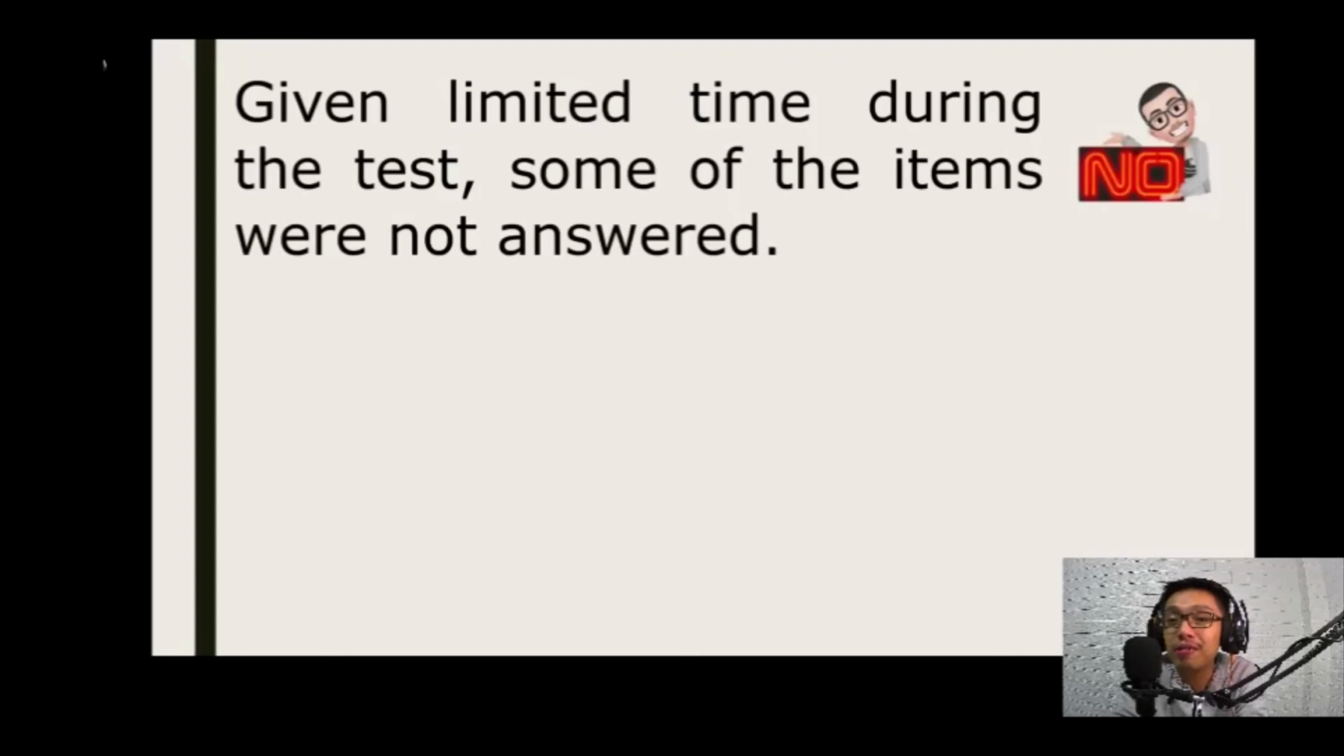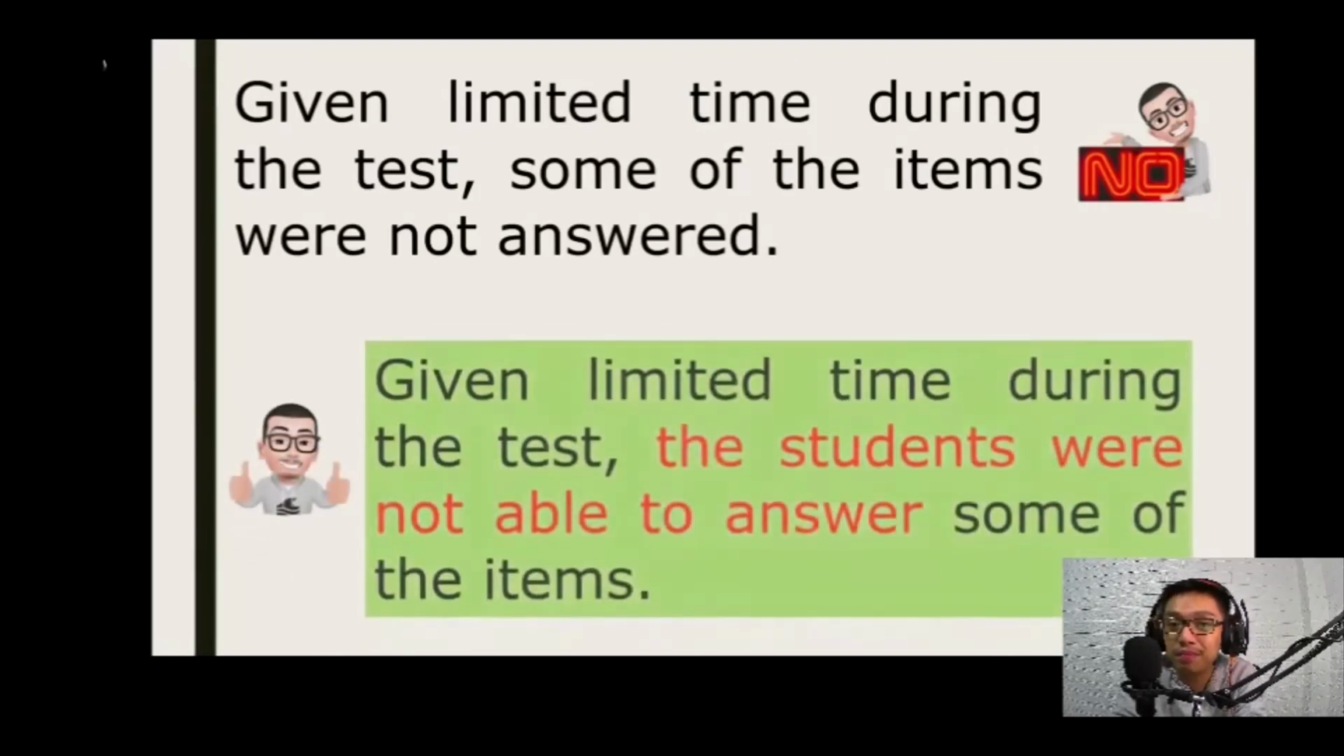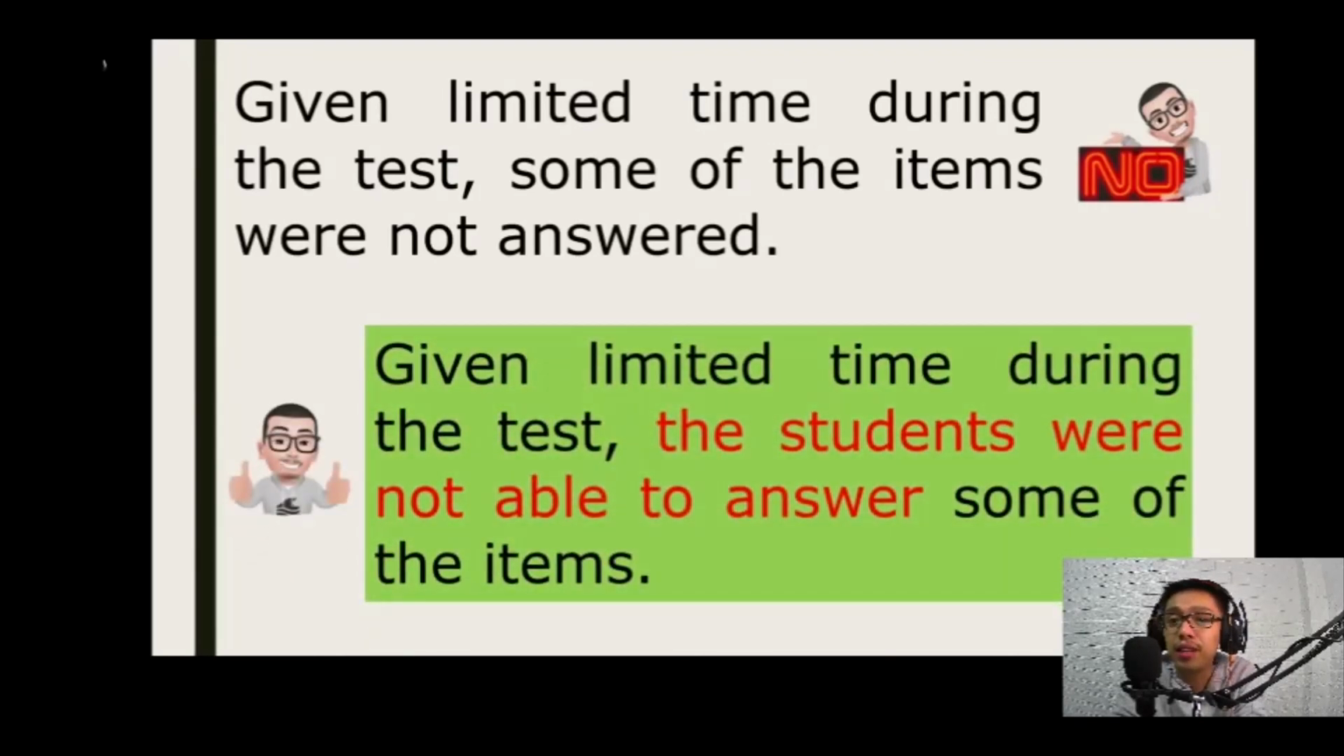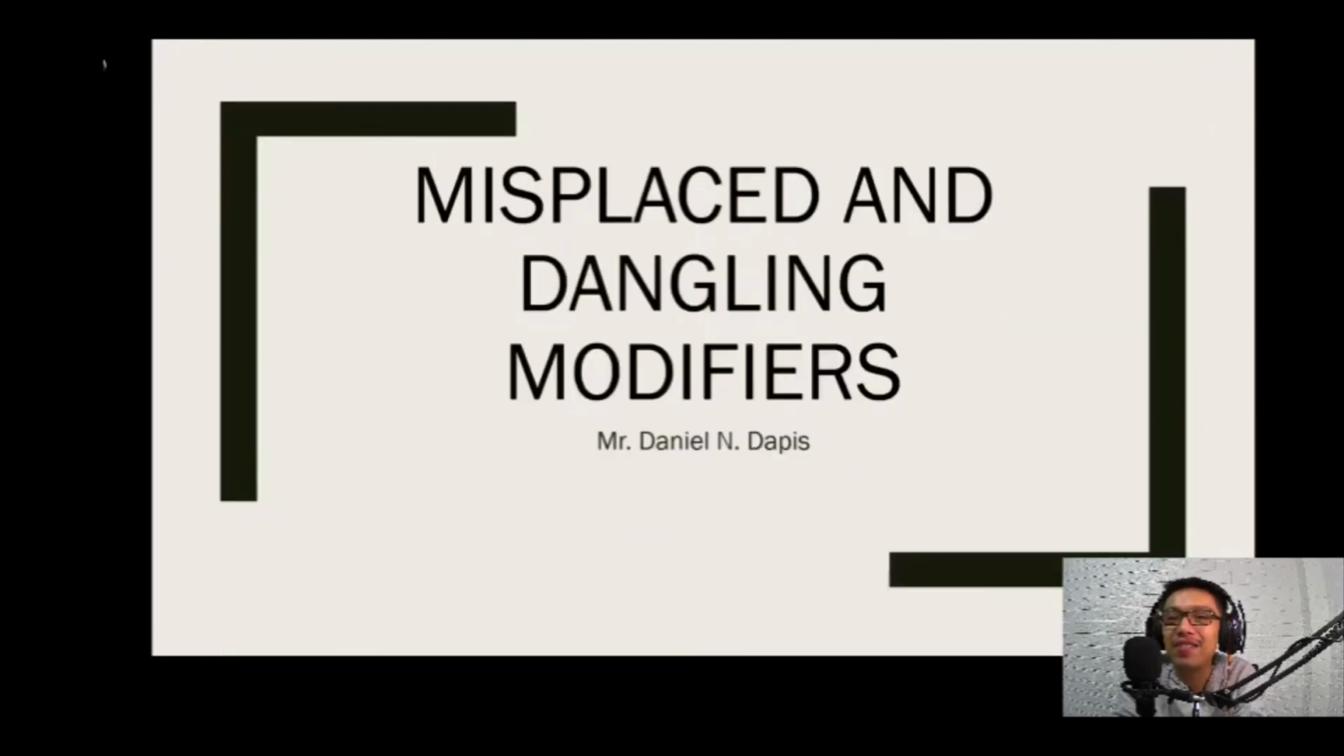So how do we correct this sentence? It's like this. Given limited time during the test, the students were not able to answer some of the items. So we inserted the students because they are the ones who are doing the action in the sentence. And we also rearranged the sentence so that it will become logically correct. Okay, and that is how you're going to correct a dangling modifier.